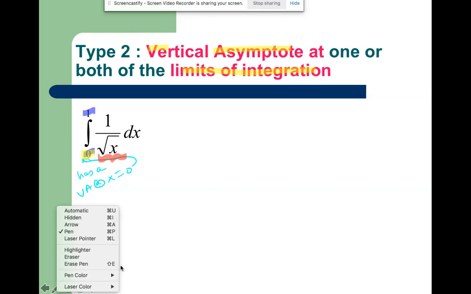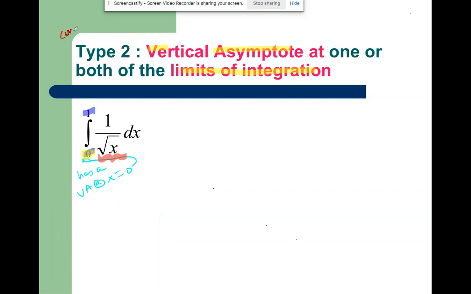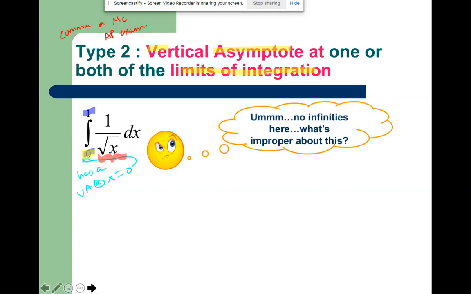This is very common on a multiple choice AP exam. 2 points down the drain, because you can evaluate this with the integral evaluation theorem. You can plug in 1, you can plug in 0, and you're going to get a number, and that number will be one of the choices. It'll probably be choice A. But that would be nonsense because you can't plug in 0.